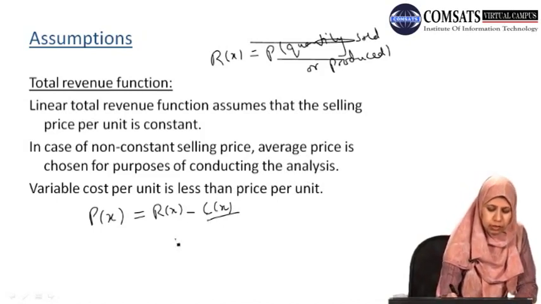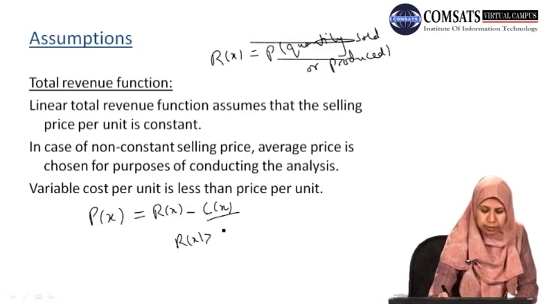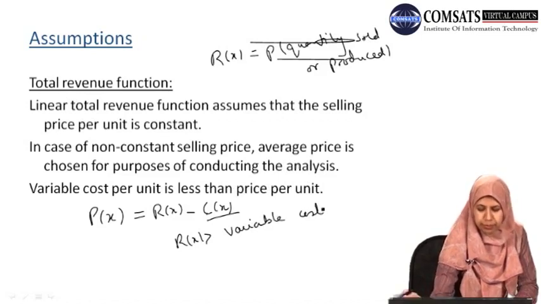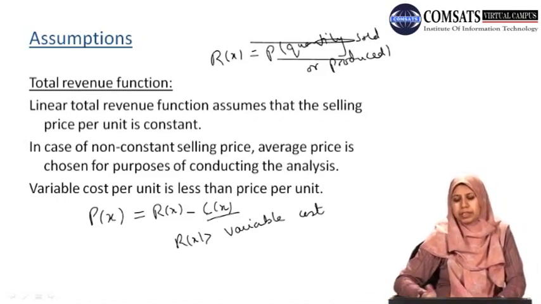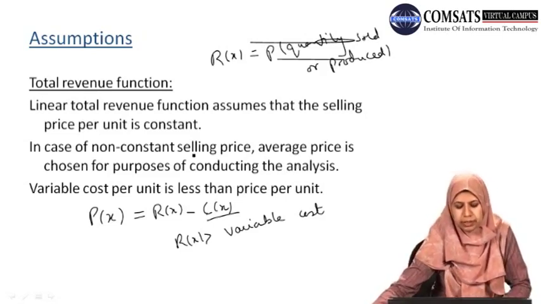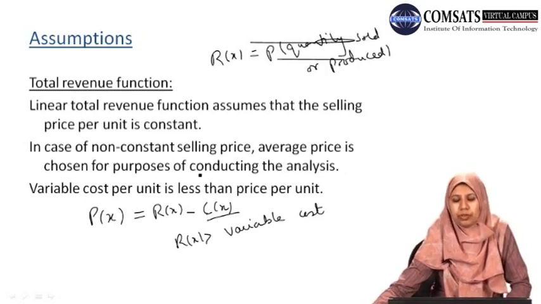That is, R of X is greater than variable cost. And this makes sense because if the price per unit is less than the variable cost, then a firm or an organization will have loss all the time. That is, when this profit function will give us some negative value, and for every value of X, that is for every value of units produced and sold, a firm will have loss at every time.